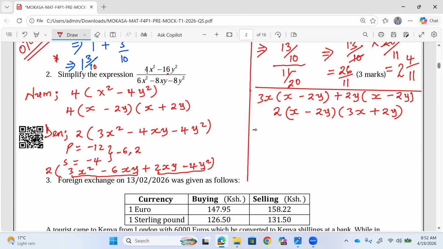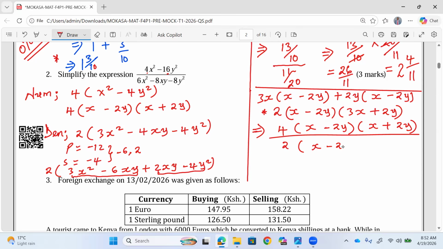With this, we can now combine the numerator and the denominator. 4 into x minus 2y into x plus 2y. That is the numerator. Out of the denominator, whose factorized form is here, is a 2 into x minus 2y, 3x plus 2y, like that.